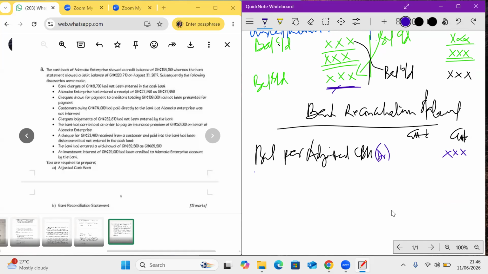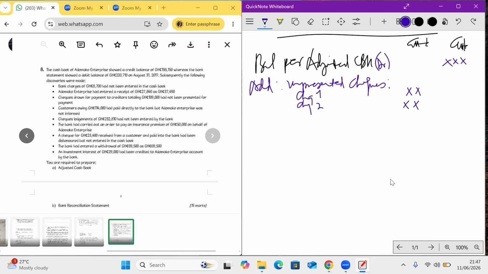Then we will say add unpresented checks. So unpresented checks, let's say we have two checks. Let's say check one, check two. So check one is this, check two is that. Then we add wrong credits.